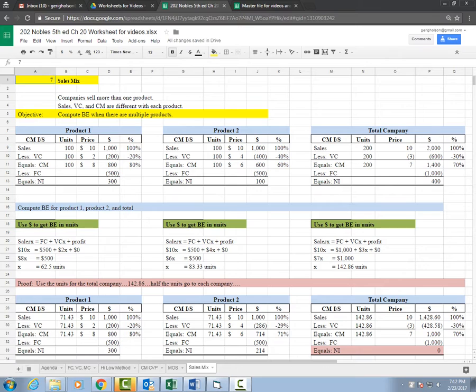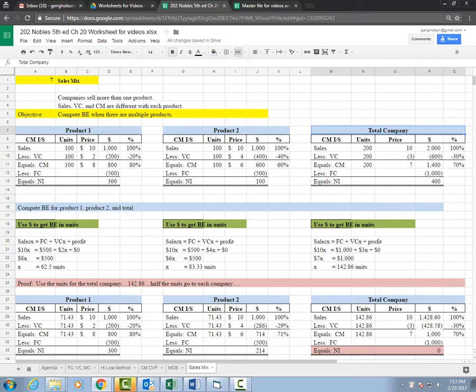Sales mix is used when companies sell more than one product, and every single product has its own sales price, variable cost, and contribution margin. The objective is to figure out what the break-even point is when we have multiple products, so that we know what we need to sell in order to cover all of our costs and provide for a profit. So the first step is we're going to get product 1 and product 2 and then the company as a whole.